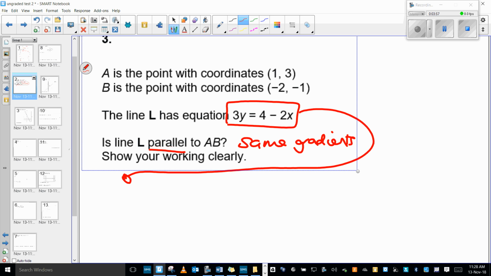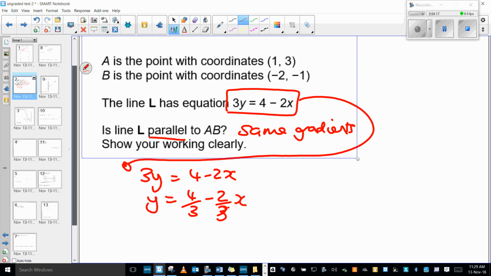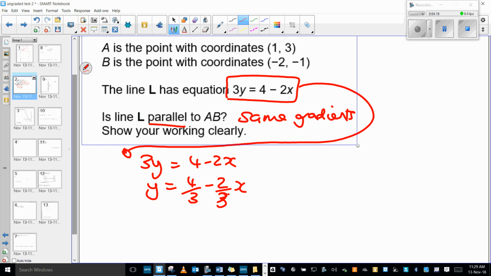Good. So actually, you happy with that? At the moment, it's 3y equals, but in order to recognize the gradient and y-intercept, it has to just be y equals. So we've gone from 3y equals 4 minus 2x to y equals 4 over 3 minus 2 over 3x. You're happy? Remember, when we're doing these, separate those two. So rather than just divide everything by 3, do them in 2 halves.